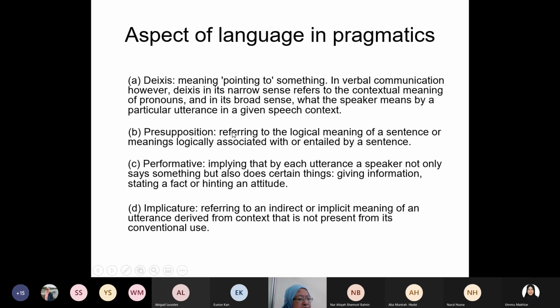Okay, number 2 is presupposition. As we've done this presupposition, referring to the logical meaning of a sentence or meaning logically associated with or entailed by a sentence. So this is also another ability that we take for granted sebenarnya. But actually, a lot of people who have problems with language might not be able to do this, presuppose. They might not be able to get the presupposition that other people are making, okay? So sometimes people with deficits in language, they tend to be very literal. They take things at face value. When you say something, they take it at face value.